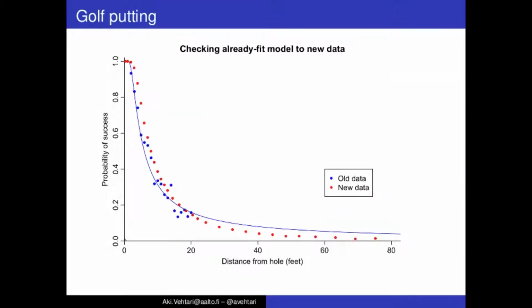More recently, there was new data available, and you can see here in this plot the old data in blue, where the previous geometry-based model was fitting quite well, and then the new, more recent data with the red dots, and we can see that the fit is not that perfect. There seem to be a couple of reasons. One is that the more recent golf putters, pro golfers, are better.